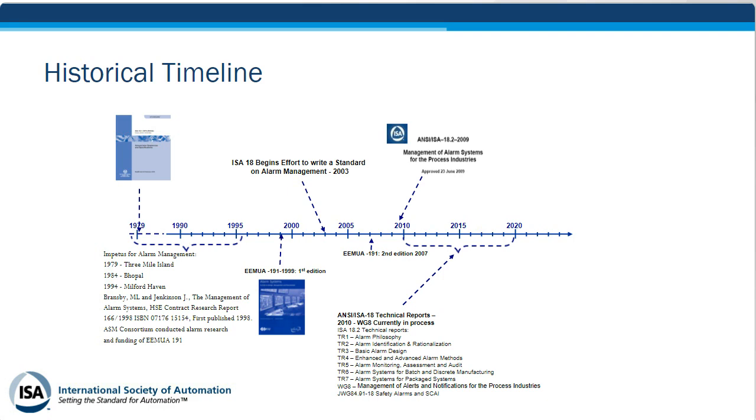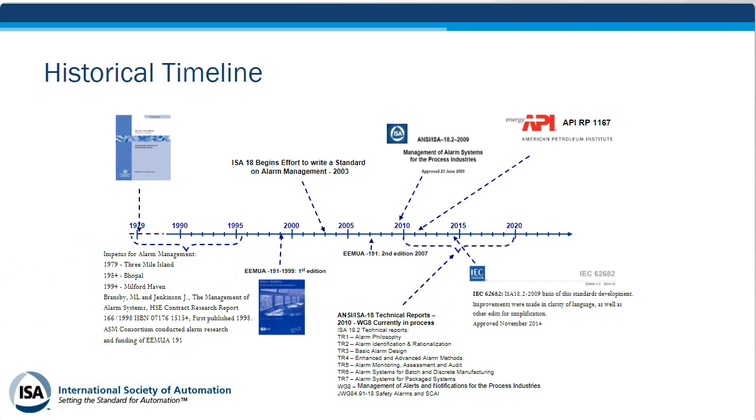There was a joint working group between ISA 84 and ISA 18 working on safety alarms and a term they called SKY. That kind of dissolved, and we're going to be covering safety alarms within an update of ISA 18 coming up later this year. API also created a document. I'm not a big fan of that document, but you may have interest in API RP 1167.